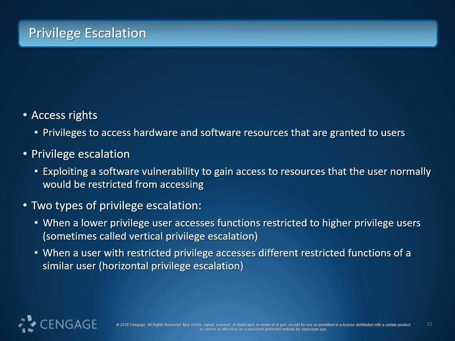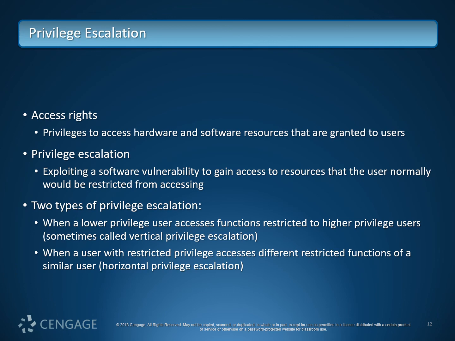Privilege escalation. This is one that gets used frighteningly often. Access rights are privileges to access hardware and software resources granted to users. Traditionally, when we talk about permissions, especially for network resources, we often talk about rights and permissions. Rights are specific abilities that allow you to perform tasks on a system. Permissions are what allow you to make certain changes, such as reading, writing, deleting, modifying, executing. Privilege escalation is taking advantage of a software vulnerability to gain access to resources that a user would normally be restricted from gaining access to.